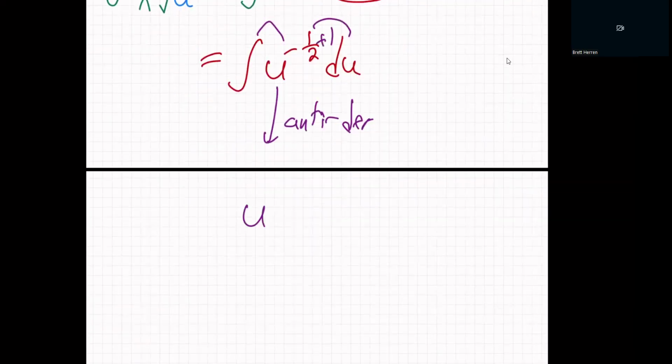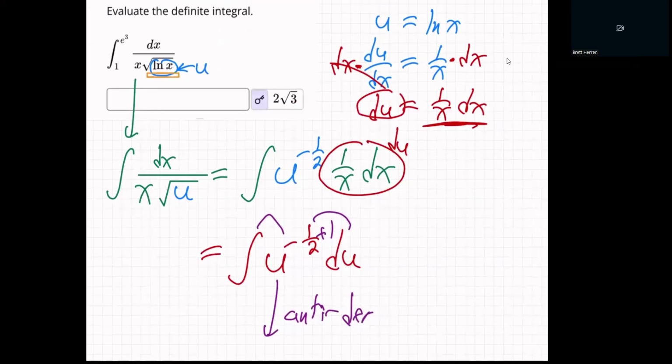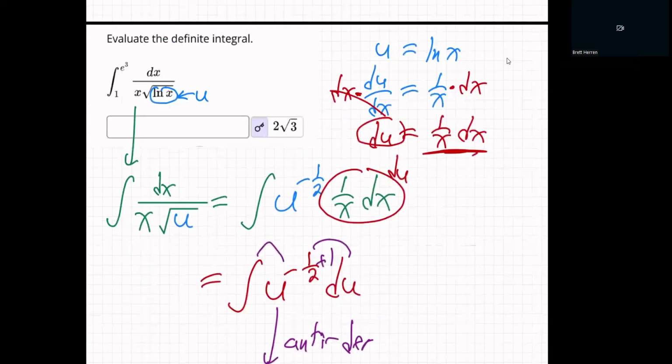Well, you add 1 to the power. That'll be positive half. And then you multiply by the upside down. You could divide by a half, but it's easier to multiply by the upside down. It's the same effect. That's 2 over 1, or just 2, times u to the half. That's 2 square root of u. And what was u all along? U was ln x right there, right? U is ln x. So it's 2 square root ln x.